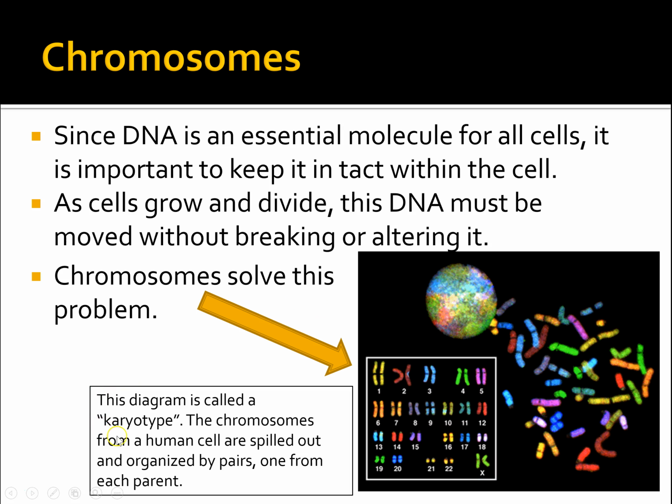So this diagram here is called a karyotype. You'll work more with this in a couple of chapters. We'll make a karyotype. The chromosomes from a human cell in this picture are spilled out and organized by pairs, one from each parent. So here is all of the spilled out chromosomes, and they have them marked. Scientists can mark them based on the genes that they have. And then this is what a karyotype looks like if their chromosomes are all organized by pairs. Remember, because you get one from your mother and one from your father.